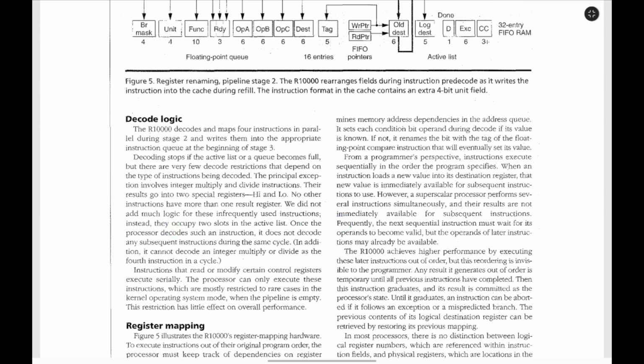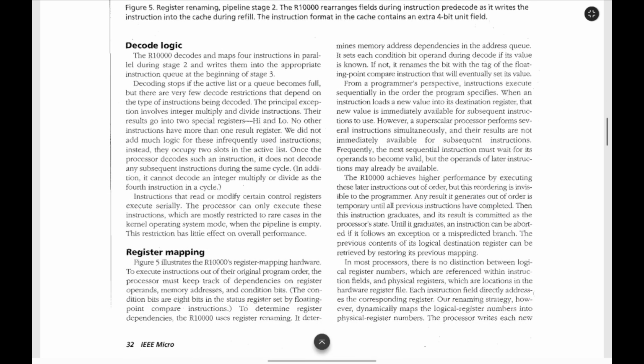Once the processor decodes such an instruction, it does not decode any subsequent instruction during the same cycle. In addition, it cannot decode an integer multiply or divide as the 4th instruction in a cycle. Instructions that read or modify certain control registers are executed serially. The processor can only execute these instructions, which are mostly restricted to rare cases in the kernel operating system mode, when the pipeline is empty. This restriction has little effect on overall performance.